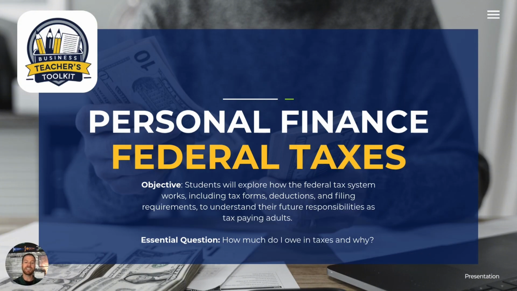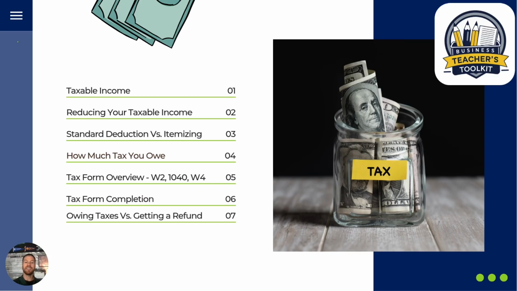The objective is that they will explore how the federal tax system works, including tax forms, deductions, and filing requirements, to understand their future responsibilities as tax-paying adults. In this unit, you'll find the agenda for what we will cover, ranging from taxable income, how you reduce your taxable income, what some deductions are, and what is something that everybody can access, such as the standard deduction versus itemizing.